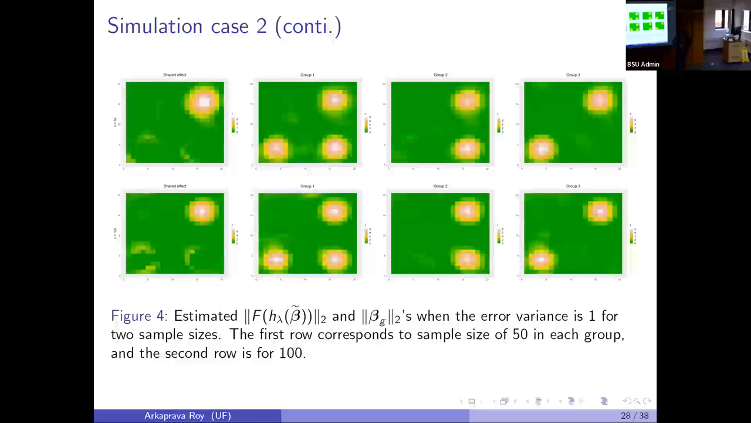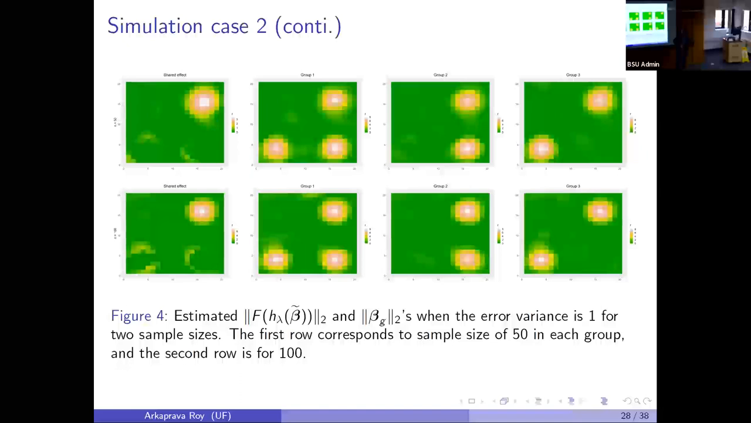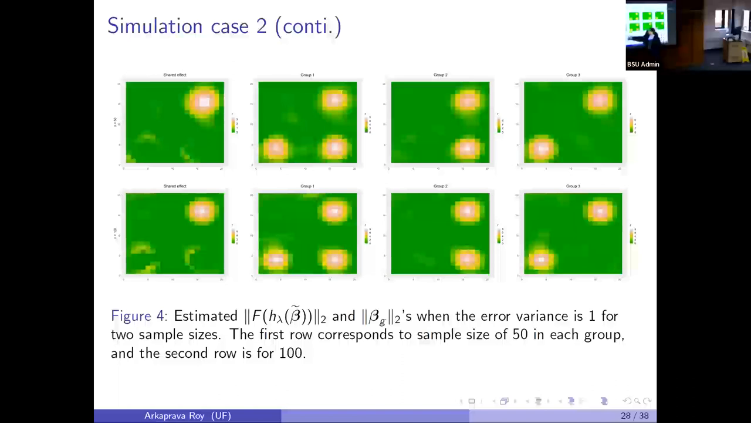So we have those beta tilde which were shared in the modeling stage. If we can use the beta tilde somehow to identify the shared effect directly, we derive some result on that, and we use that and find that it could actually identify the shared effect location. I'm not going into detail for that, but yeah, it worked there.